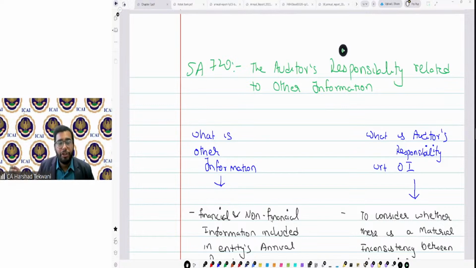How is the other information paragraph presented in the audit report? What is the responsibility of the auditor with respect to the other information, reading material inconsistency? And if the auditor identifies a material inconsistency, then what does he need to do? We discussed all these things in detail with examples till now.